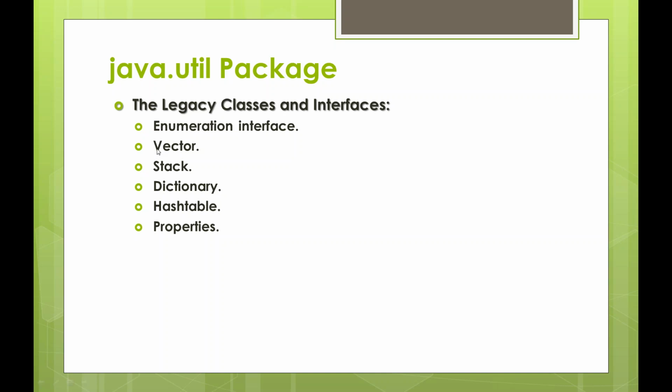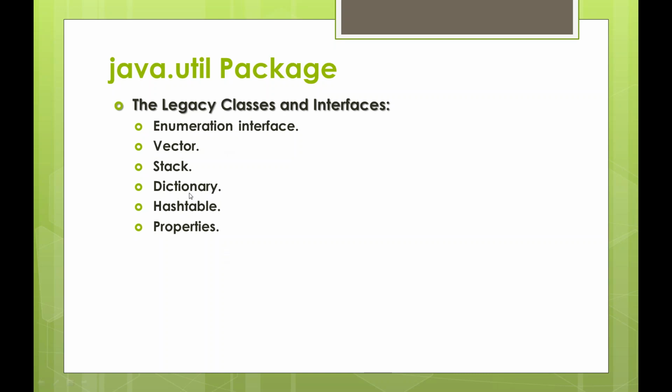At that time, what we had was enumeration instead of iterator to look through each object that is there in one of these objects. That is your vector. These are all classes: vector, stack, dictionary, hash table, and properties. Dictionary, hash table, and properties are kind of like your maps. They store key and value pairs.